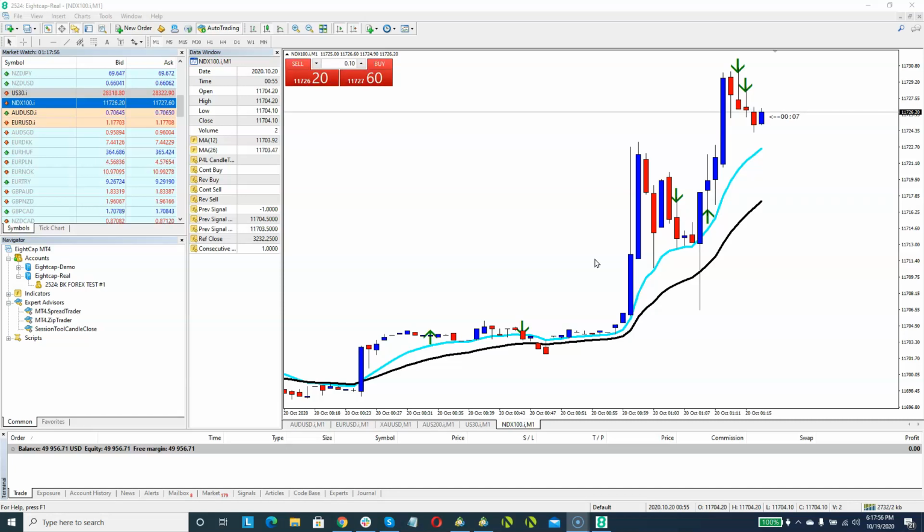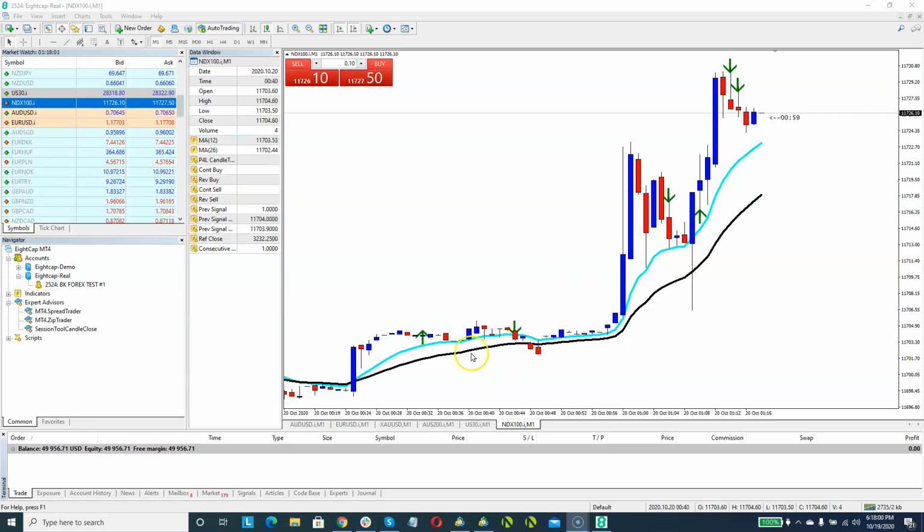To do that, we actually need to look at the down arrows, because the critical thing about our setup is that we look for failure of sellers in an uptrend or failure of buyers in a downtrend. So how does that occur? That occurs in a very simple fashion.